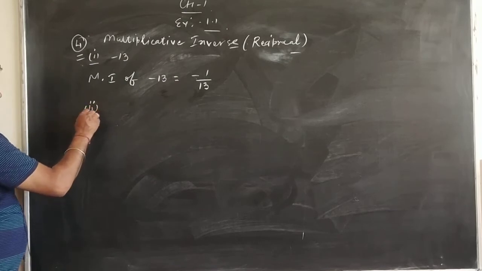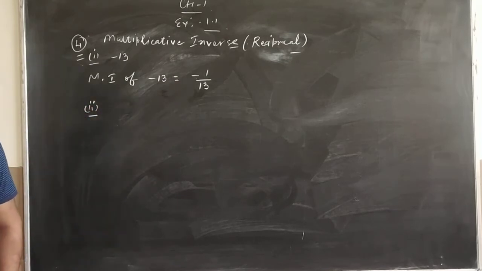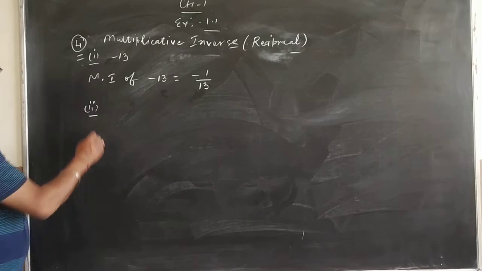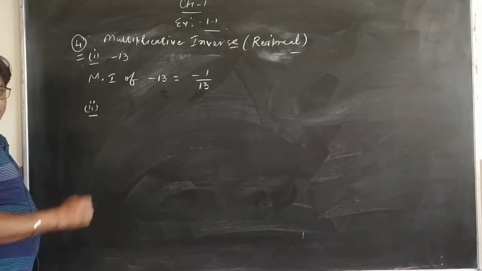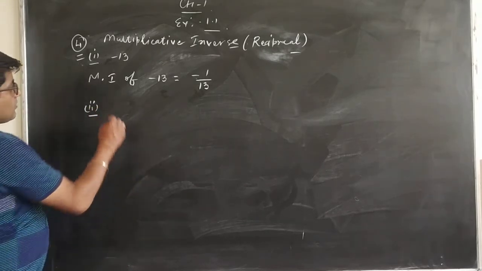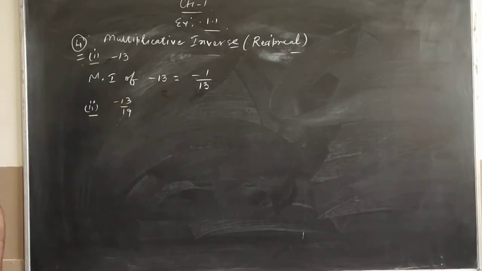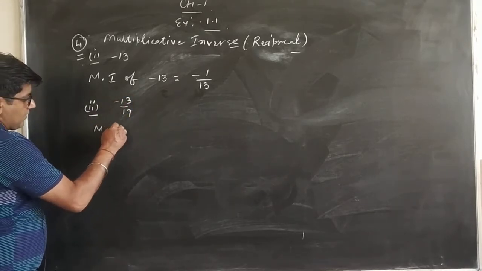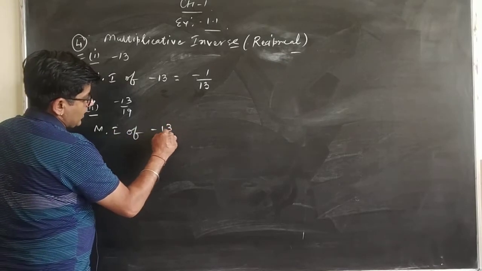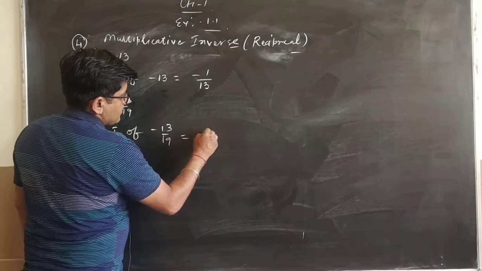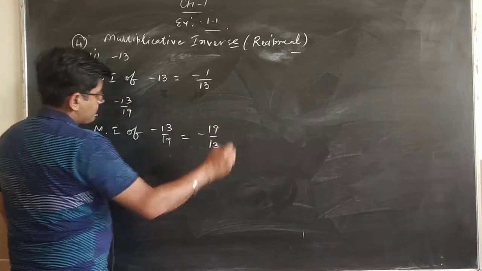Similarly, one more part I am telling, like second part, that is minus 13 upon 19. Again, the multiplicative inverse of minus 13 upon 19 is minus 19 upon 13.